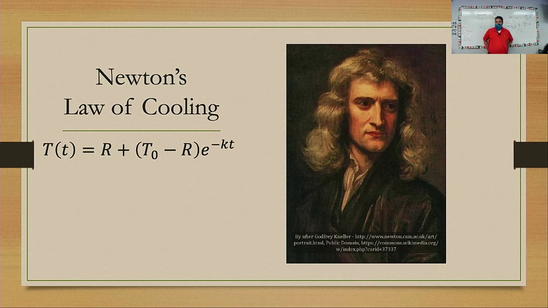When an object is placed into an environment whose temperature is different from the object, the object and the environment will change temperature until they are at the same temperature. For example, when a hot piece of metal is placed in a bucket of water, the metal gets cooler and the water gets warmer. In physics, this concept is known as heat transfer, and we've talked about this.